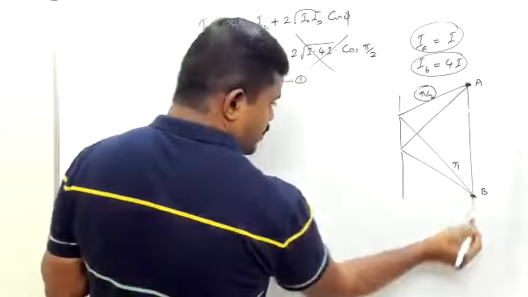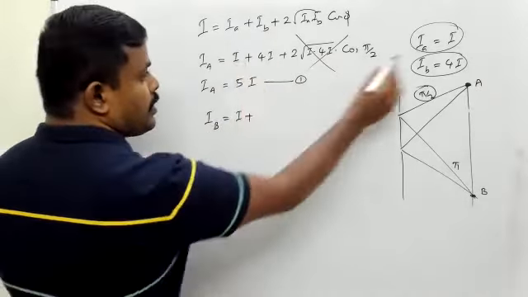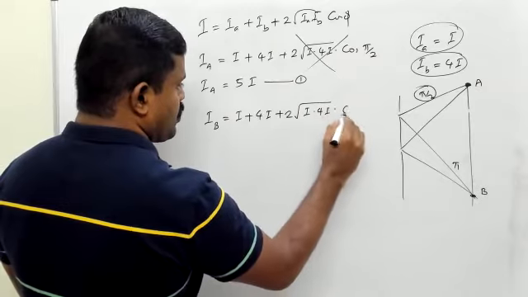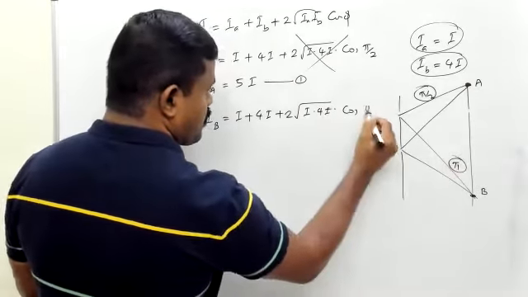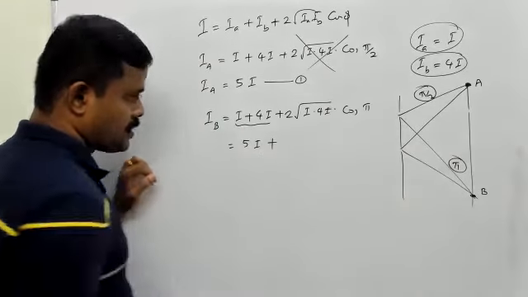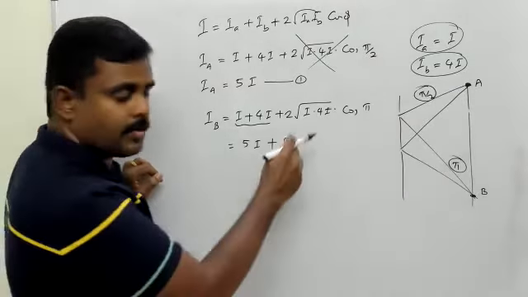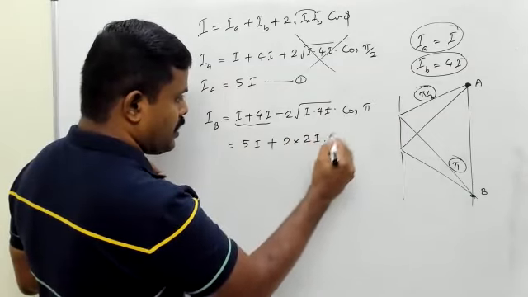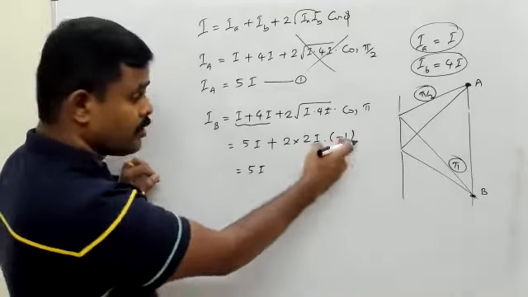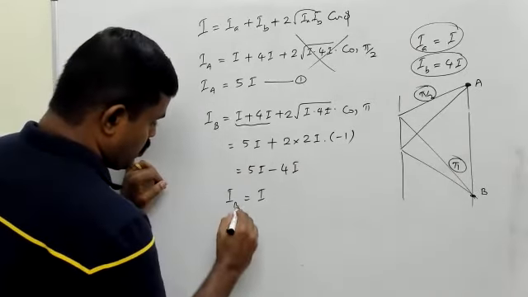Next is the intensity at B. How do you find it? Same thing. It is IA plus IB, that is 4I, plus 2 root I into 4I into cos of the phase difference, which is pi. I plus 4I, that is 5I, plus 2 into root of 4I square. Root of 4 is 2, I square is I. Cos pi is minus 1. So 5I, 2 into 2, 4I, 4I into minus 1, minus 4I. So the answer is I. This is equation number 2.